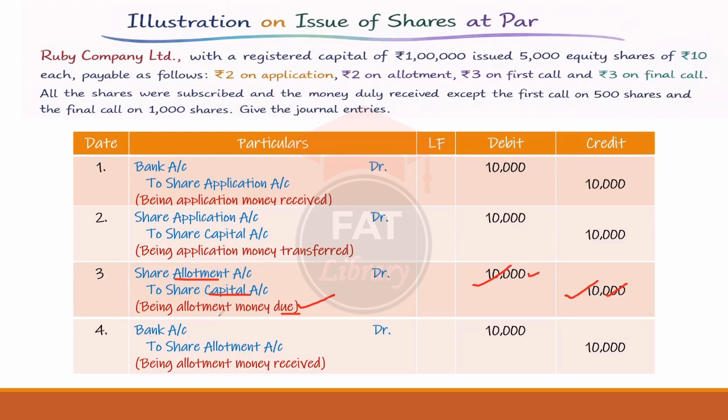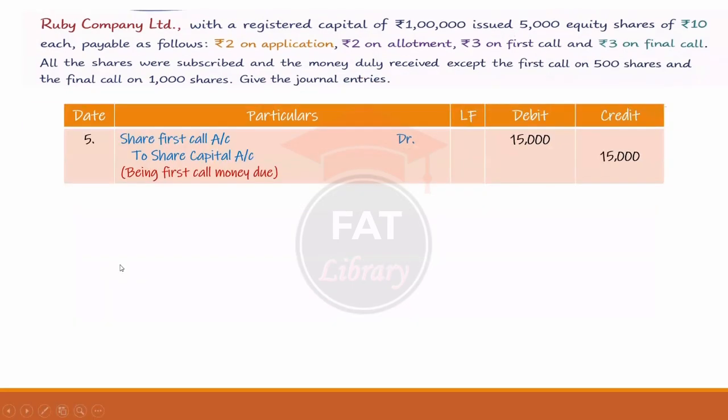And now the second entry we are giving as bank account debtor to share allotment account. That means whatever the amount was due, this we have received now. So what was the amount due? 10,000 rupees. So that 10,000 rupees we are receiving. So at the allotment stage, two entries we have done. So four entries, two for application, two for allotment done.